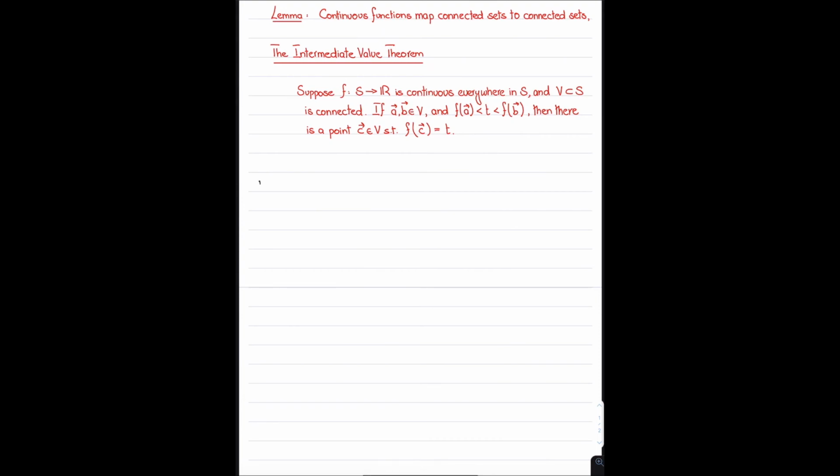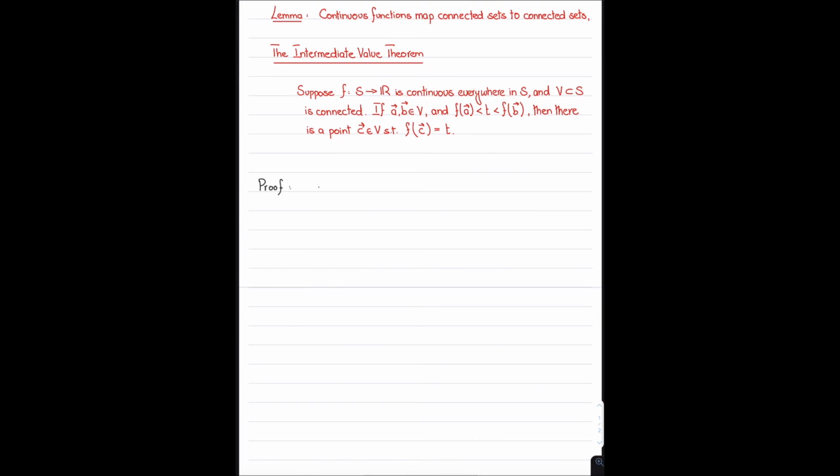Anyhow, the lemma states that continuous functions map connected sets to connected sets. In other words, if S is a connected set and f is a function that maps from S to R to the power of m, then f of S is also connected. So let's write out the proof of that lemma. Let's begin with the proof.